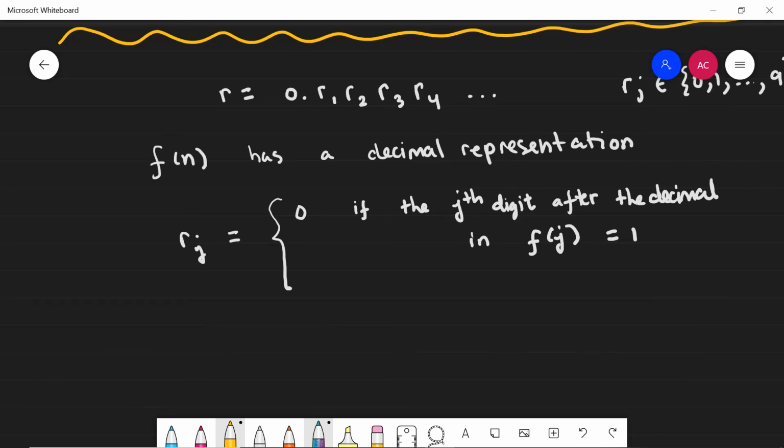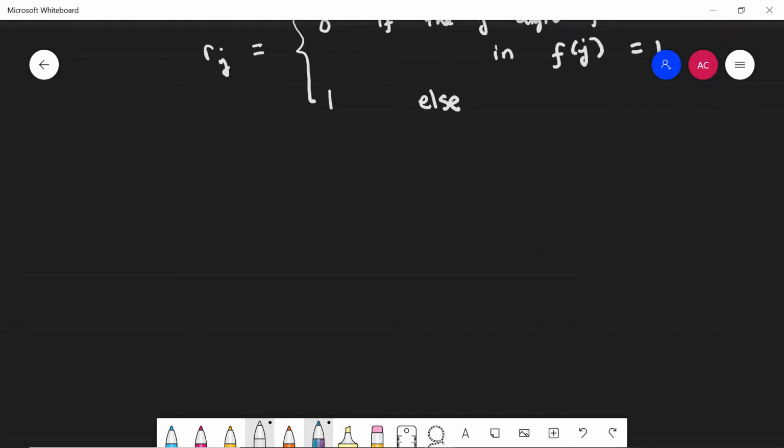Now, if this is not the case, we're going to put a 1. So in all other cases, else. If the first condition isn't met, then I'm going to put a 1 in the jth digit. Now, it turns out that what you can show is that f of n is not equal to r for any n inside of the domain of f.